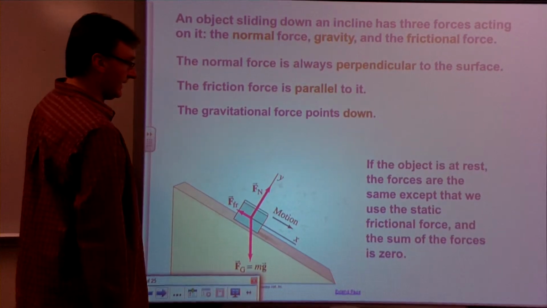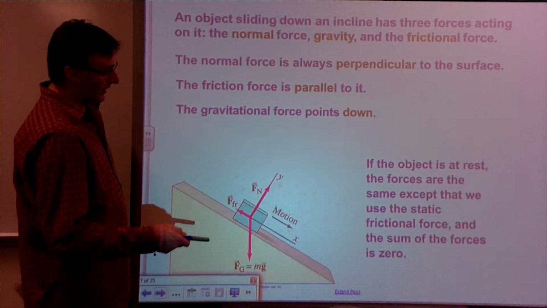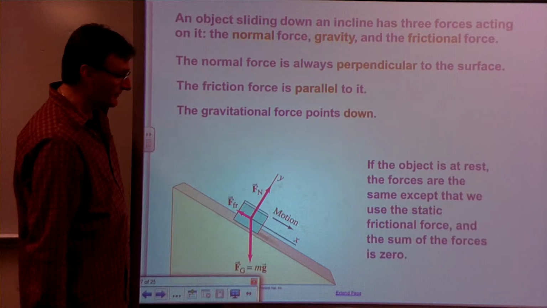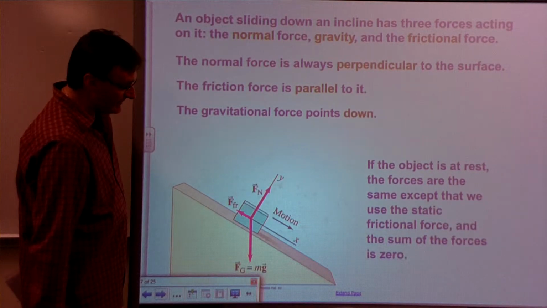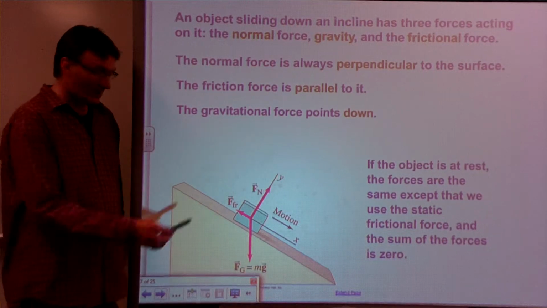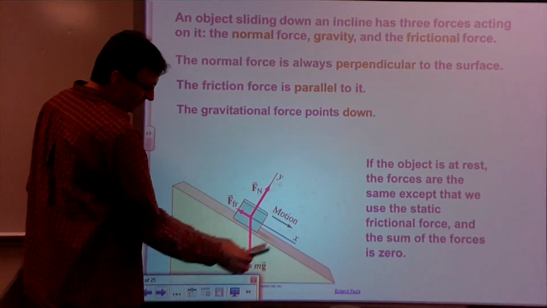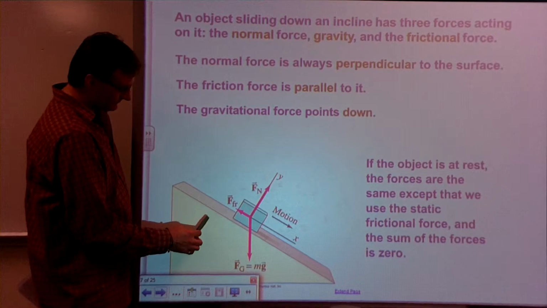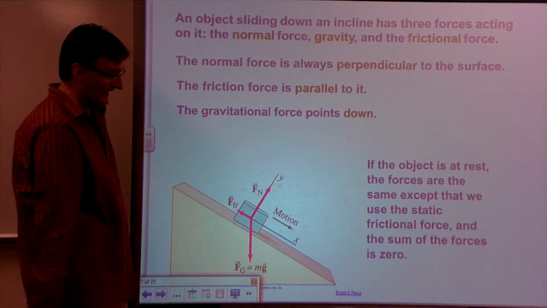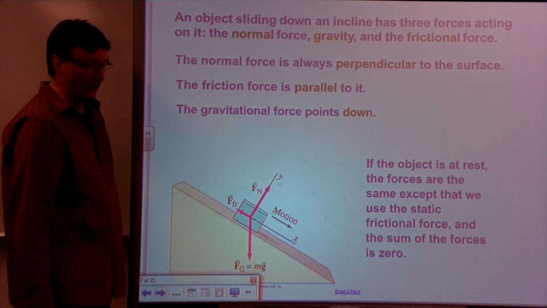Lastly, if the object is at rest, then the forces are the same, except that we use the static frictional force, and the sum of the forces is zero. If the object is at rest, the only thing that changes is that we won't have motion, and the coefficient of friction will be for the static friction, not kinetic. And then, of course, the sum of the forces will be zero.